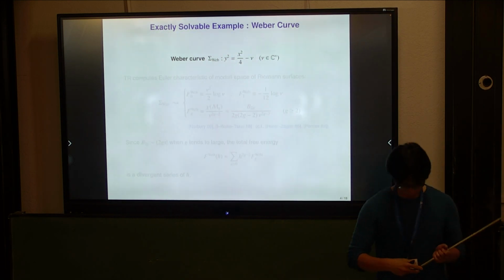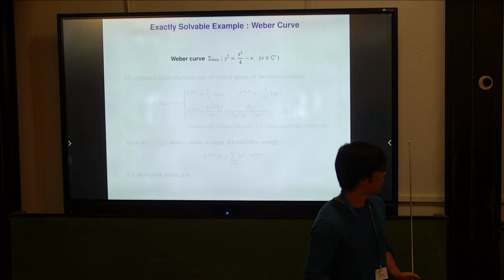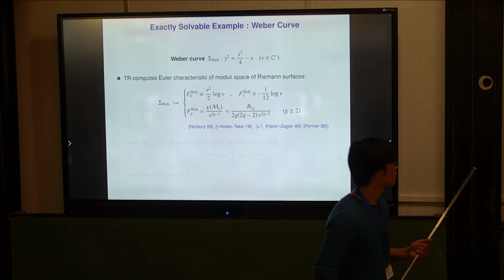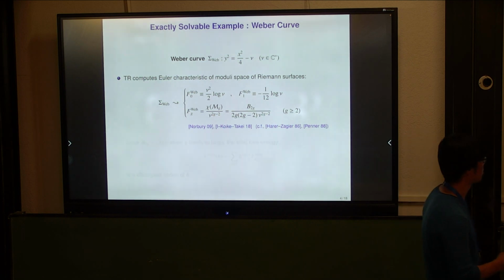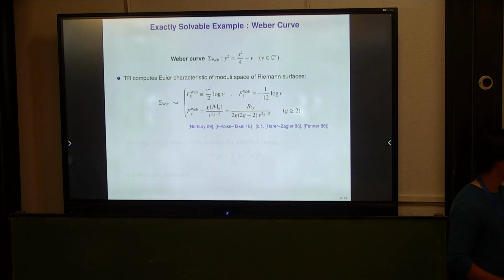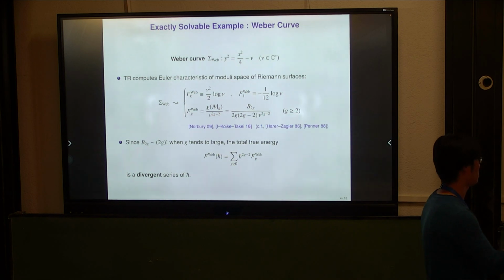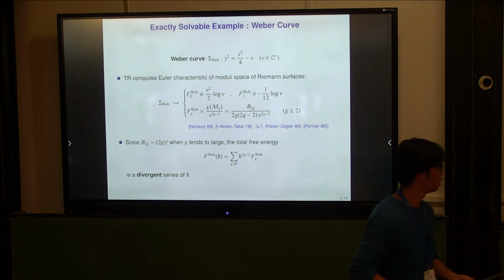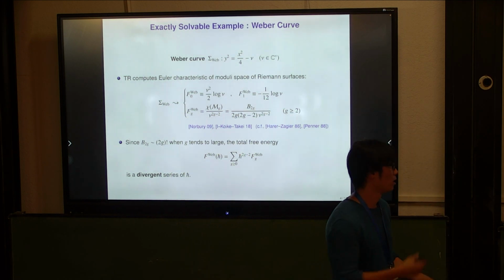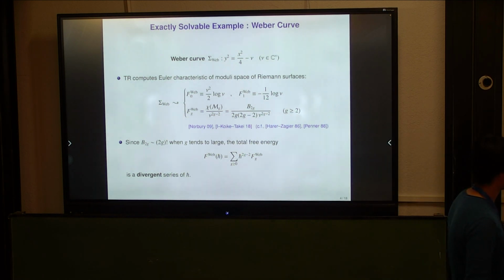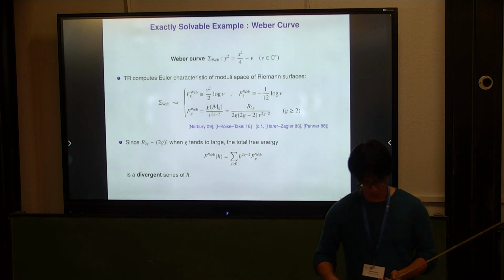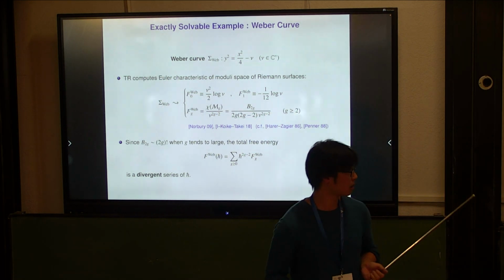Okay. So if you run the topological recursion, it is known that this computes the Euler characteristic of the moduli space of genus g Riemann surfaces, and it is written by Bernoulli numbers. As you see, since Bernoulli numbers grow like this, this has zero radius of convergence for any fixed parameter nu. So it is a divergent series in h bar, and we can discuss its summation.